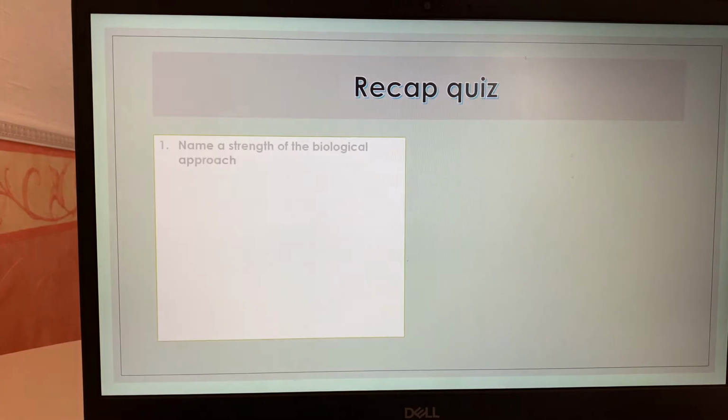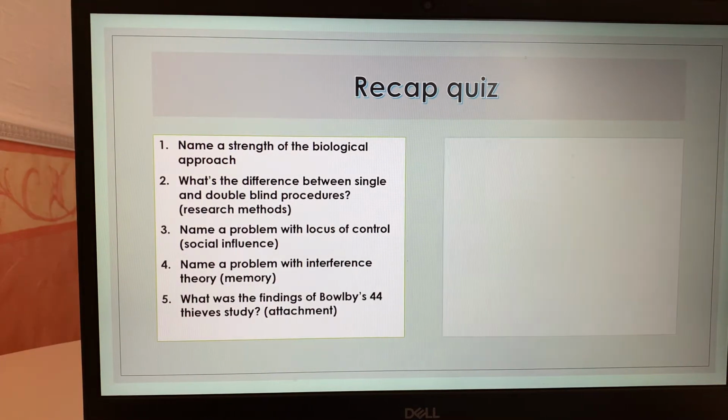Quick recap quiz though, bit of interleaving of knowledge. So you've got 5 questions there from what we've looked at so far in the course. So pause this, have a go at answering them. You haven't got to make any notes, but you can just test yourself like a mini quiz. And then any ones that you weren't sure of, maybe it's double single blind, maybe it's what interference is, can't remember 44 Thieves, direct some of your independent time to revising those areas.